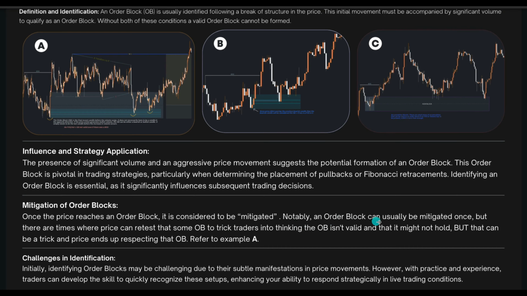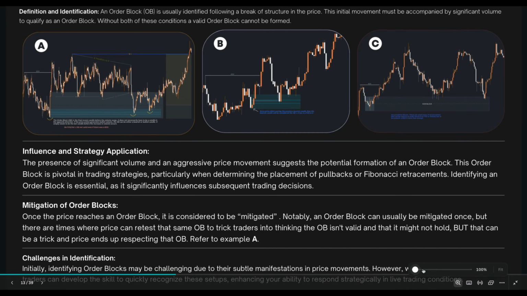Notably, an order block can usually be mitigated once, but there are times where price can retest that same order block to trick traders into thinking the order block is invalid and that it might not hold. But that can be a trick, and price ends up respecting that order block. Refer to example A. So for example A, here I'm going to zoom in a little bit for you.